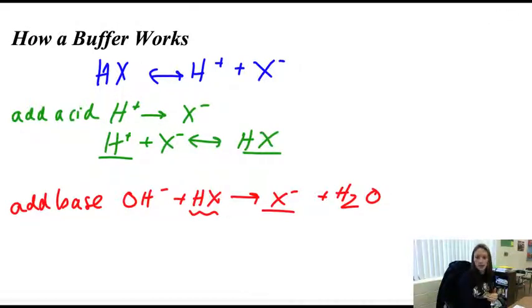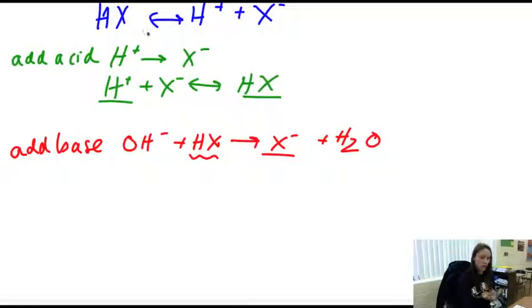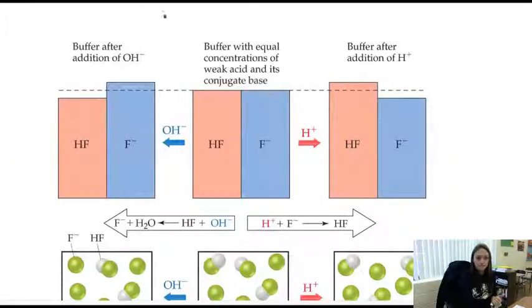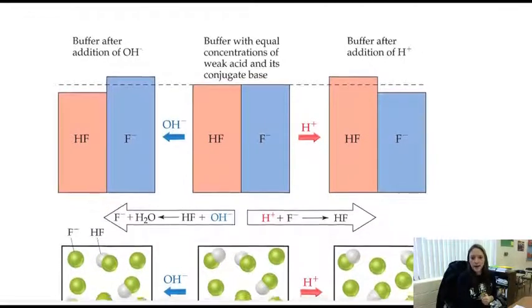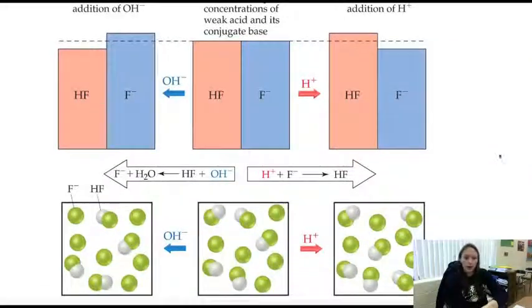So let's look at the picture to the right of all of this. I have my buffer in the middle, equal concentrations of the weak acid and its conjugate base. If I add some acid to it, the H plus is going to want to react with the base to form an acid. So I added an acid, I'm forming an acid. But notice how the F minus has a little bit smaller concentration than it did before, because you're using up some of it to react with the acid that I added.